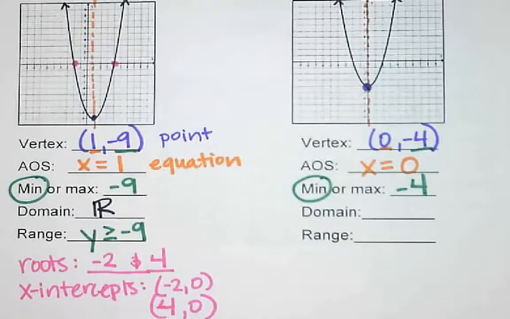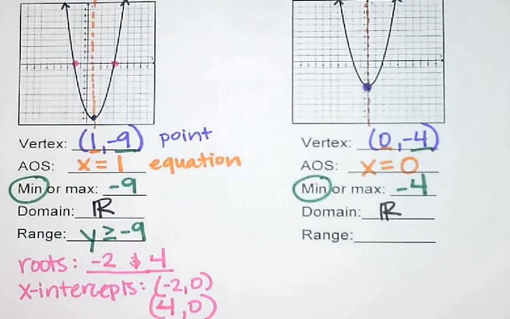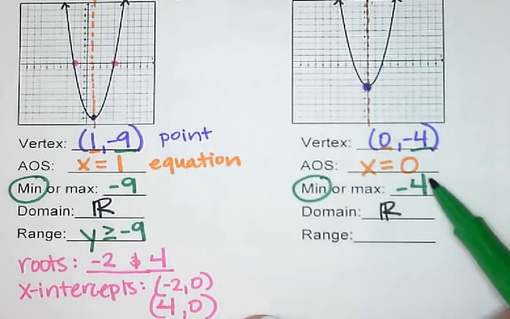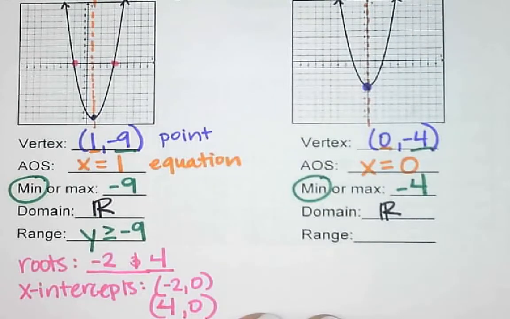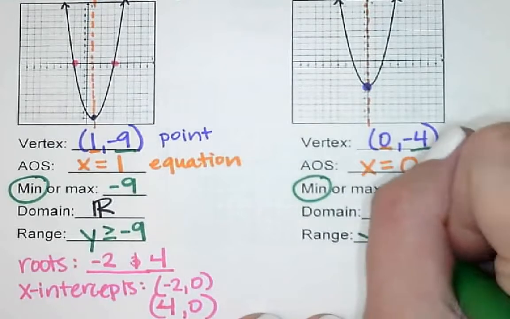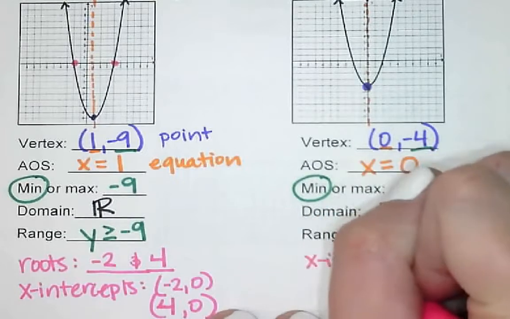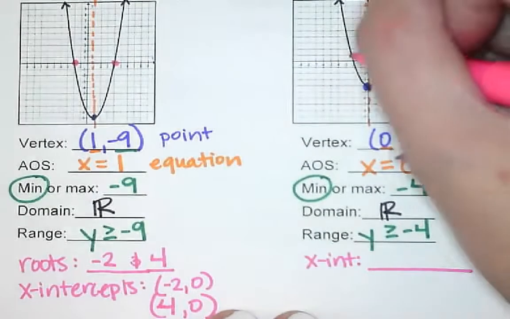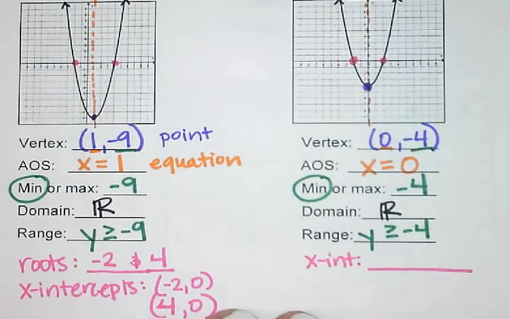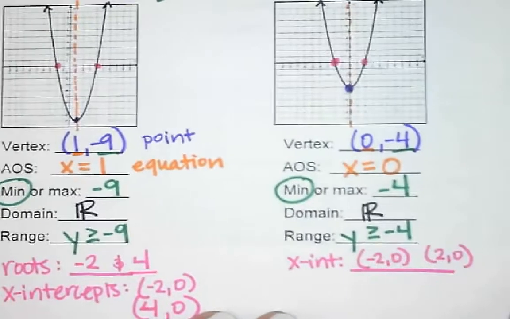My domain is still all real numbers. And my range is going to be connected to our minimum. So are they greater than -4 or smaller than -4? Greater. Greater than or equal to -4. Okay? And then, even though it doesn't say it, I'm going to go ahead and put it here. I want to know, what are my x-intercepts? Well, we have 2, 0 and -2, 0. Okay? So we can say -2, 0 and 2, 0. Are y'all comfortable with that?